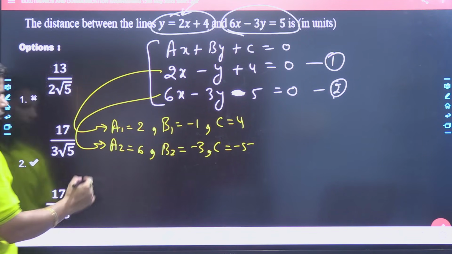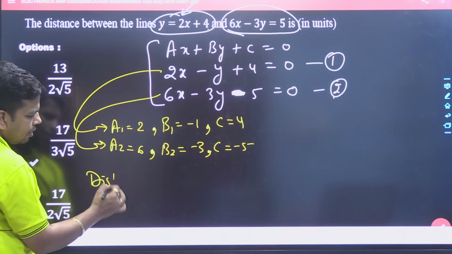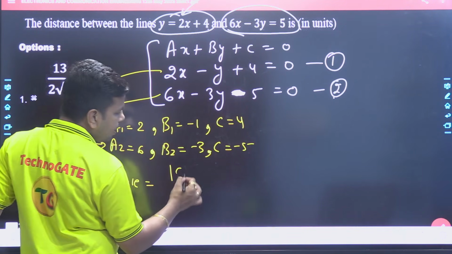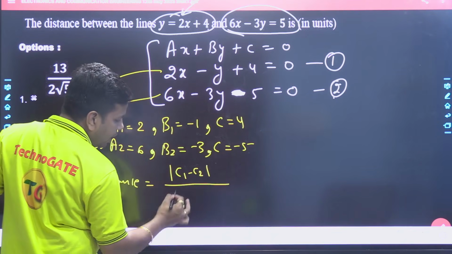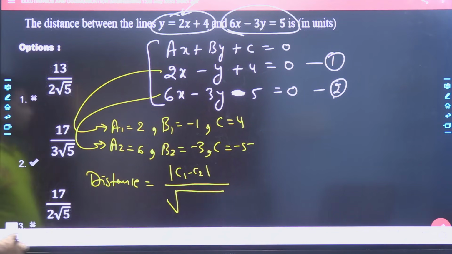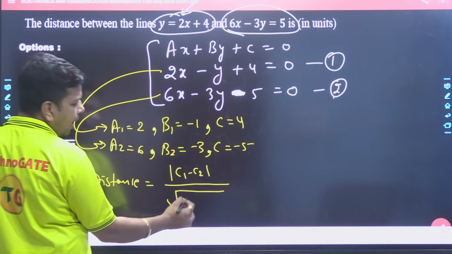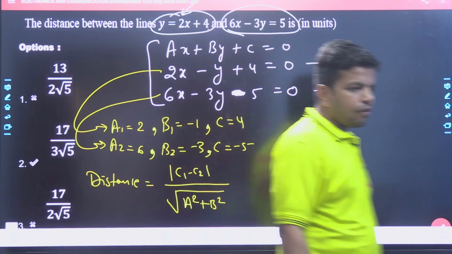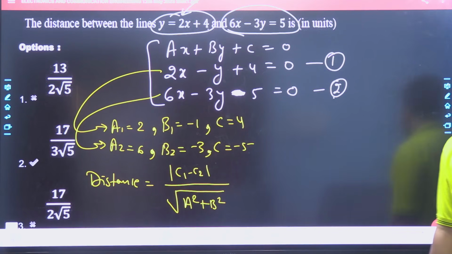Okay. Now if you want to find the distance, the formula for the distance is mod of c1 minus c2 divided by square root of a square plus b square. Okay. A square plus b square.